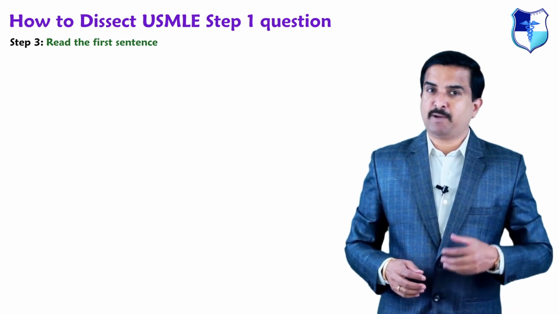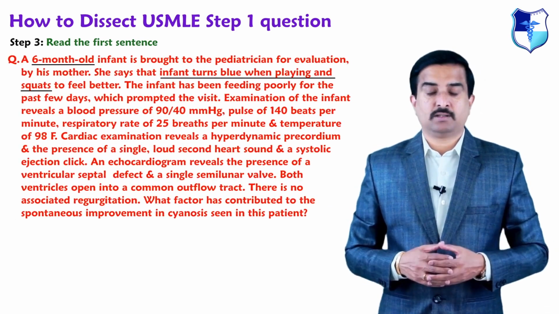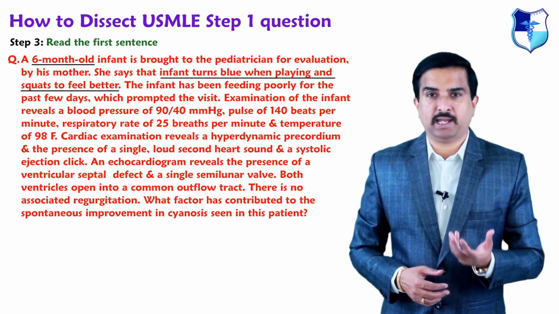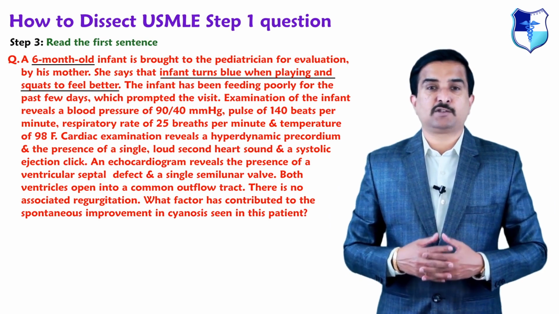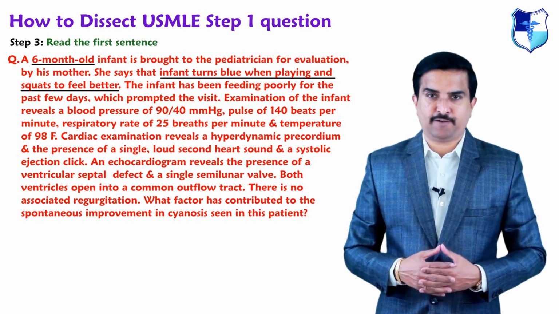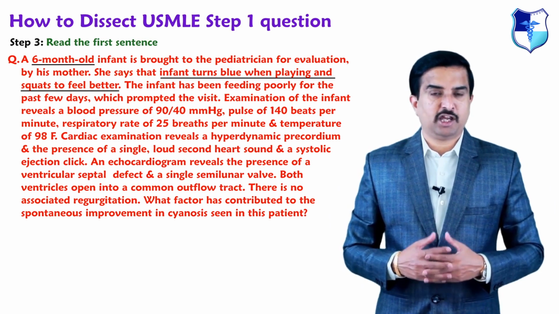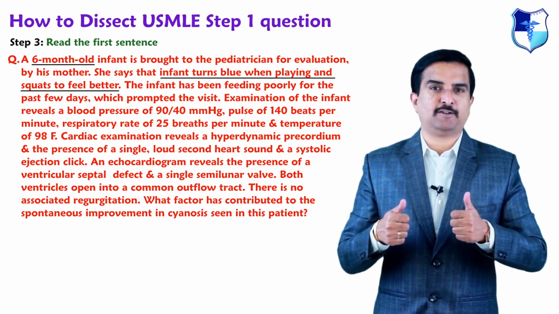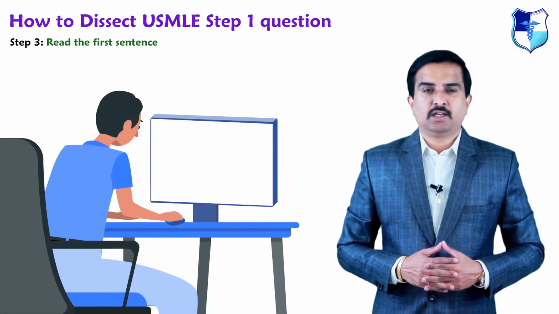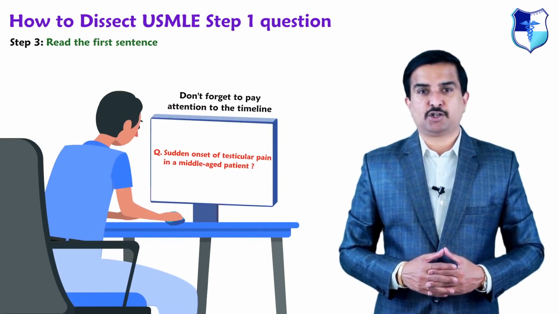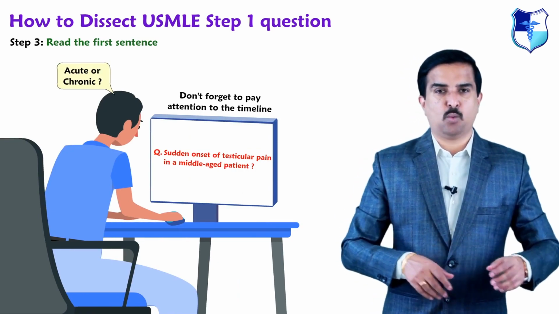But if my question started with a 6-month-old who turns blue, that is cyanosis, when playing and squats to feel better, then obviously it's most likely a congenital defect and less likely atrial fibrillation. Here, age is the most important factor along with the chief complaint. Therefore, don't forget to pay attention to the timeline. What is acute? What is chronic?